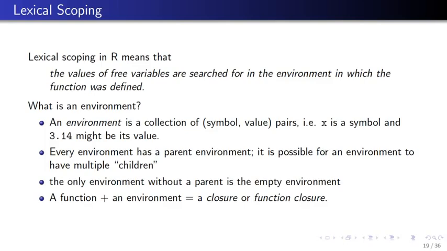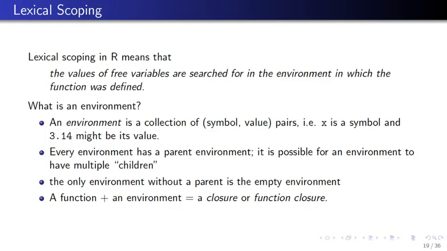So what's an environment? An environment is a collection of symbol value pairs. So x is a symbol and 3.14 might be its value. Every symbol has a value bound to it, and you can think of everything in R as being pairs of symbols and values. Another symbol might be y, and its value is a data frame, for example. Every environment, which is a collection of these symbol value pairs, has a parent environment. It's kind of like the environment that sits on top of it, that it inherits from. And it's possible for an environment to have multiple children, so there might be one parent environment and many child environments. There's only one environment without a parent, and that's the empty environment.